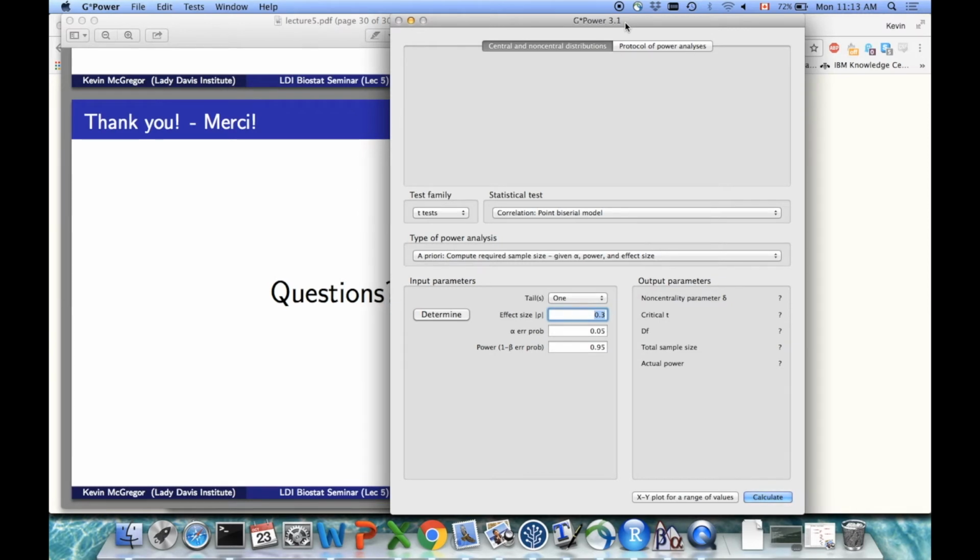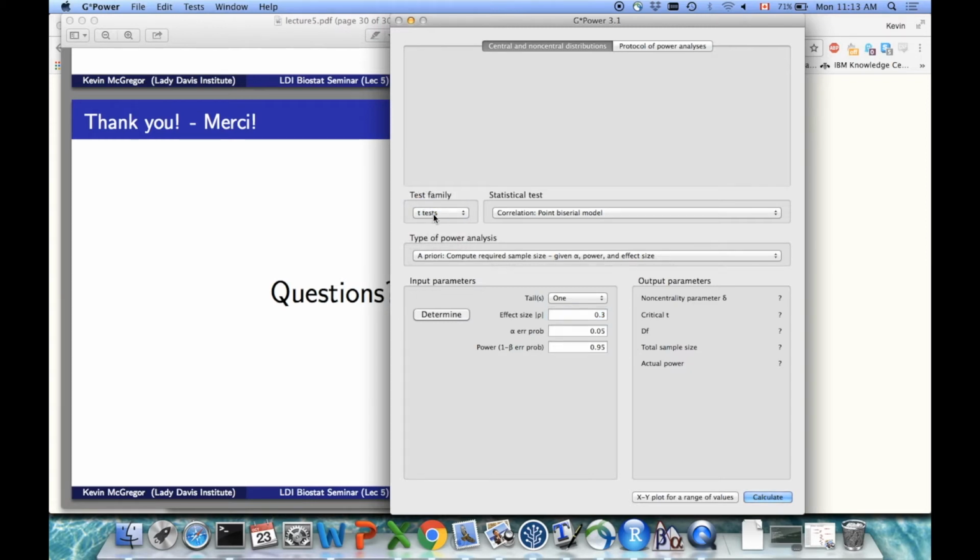GPower, so as I said, this is free to download. I would strongly recommend using this if you don't have an alternative. So in GPower, you have all these options that you can look at. You can look at different types of tests like t-tests, f-tests.